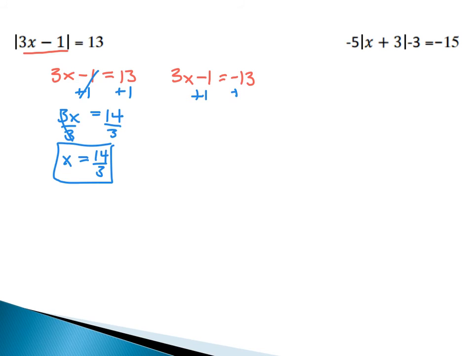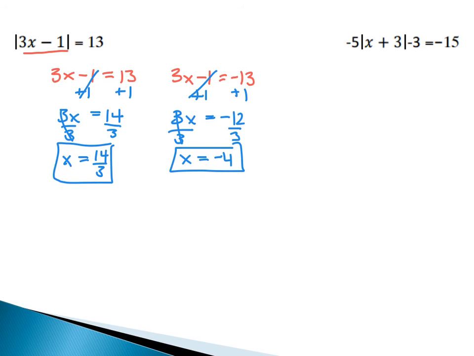Add 1, add 1. You're going to get 3x equals negative 13 plus 1, which is negative 12. Divide by 3. This one's going to work a little better. x is going to equal negative 4. Just to warn you, with some of these absolute value equations, you are going to get fractions. That's okay. Just because you can't divide 14 by 3 doesn't mean there's no solution. It just means your solution is going to be a fraction.